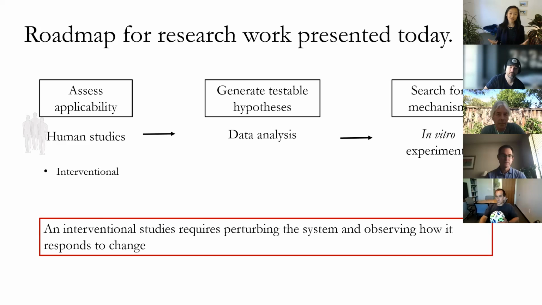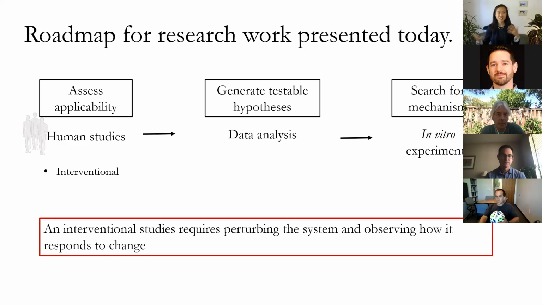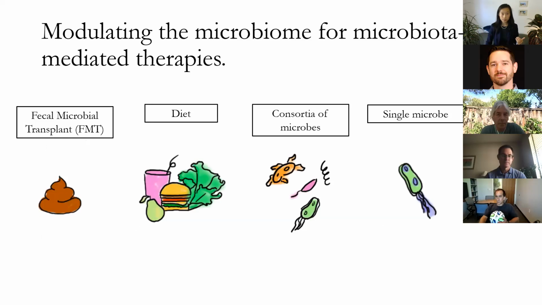Intervention is extremely important because it leads to causality. As Justin says, I'm very about causality. And so if we want to figure out what is causing what, like if X causes Z, as opposed to them just being associated with each other, we need to perturb the system and observe how it responds to change. If we want to change the microbiome and in turn change the immune system, how do we do that?